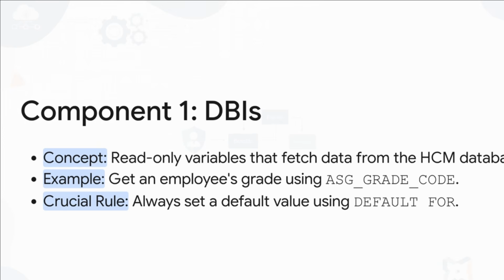Now here is the golden rule, and this is a big one. You must always set a default value. If a DBI can't find the data for an employee, this default value is what stops your formula from crashing. Honestly, this one little habit will save you hours and hours of debugging later on.